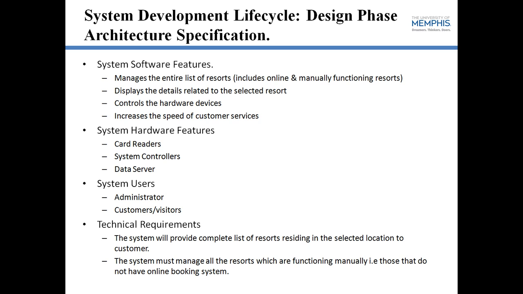Then comes the display. When we maintain all the list, we need a system to display that as well. Then again, that is also a software feature. Then we need suitable resources to control that. Then that is the hardware, wherein we have certain systems like data servers, card readers, everything. And then the users are administrators, customers, or visitors.